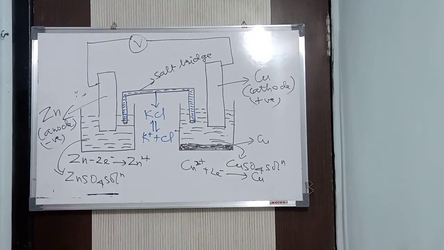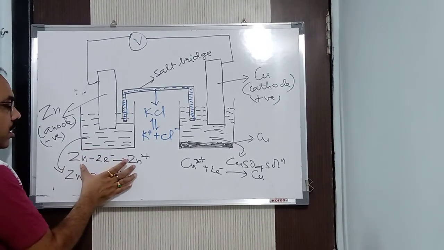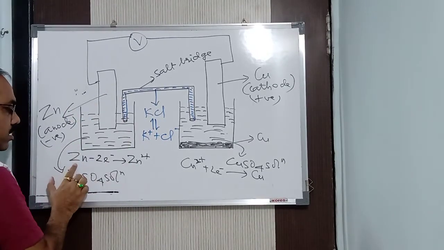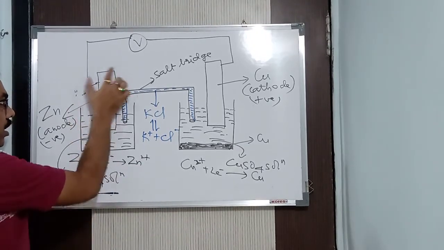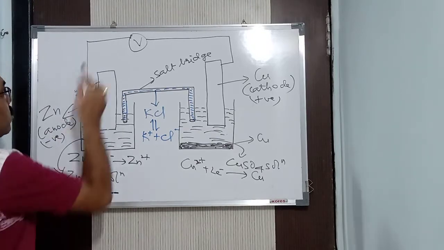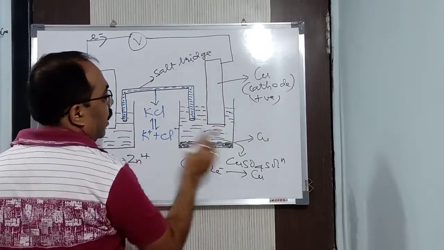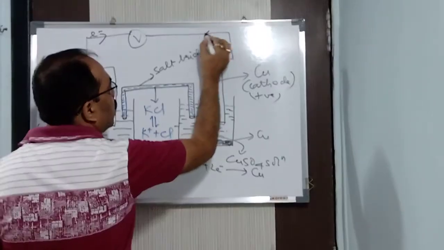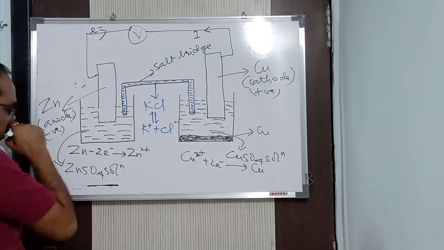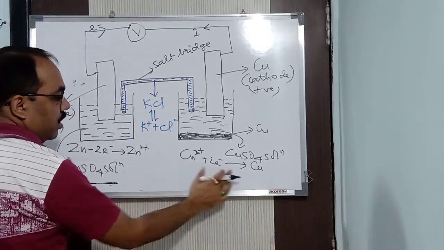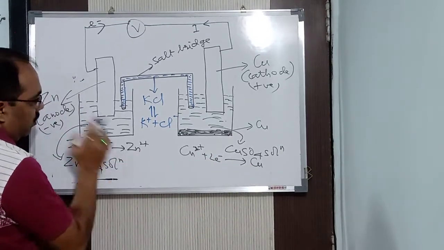Last class we did it up to this much. If you remember, here oxidation takes place because you can see the oxidation reaction is taking place. So electrons are accumulating here, and as a result the electronic current flows from zinc to copper. As you can see, this is a positive electrode, so the conventional current flows from copper to zinc. Clear? So here the reduction is taking place. Gain of electrons is reduction and loss of electrons is oxidation.